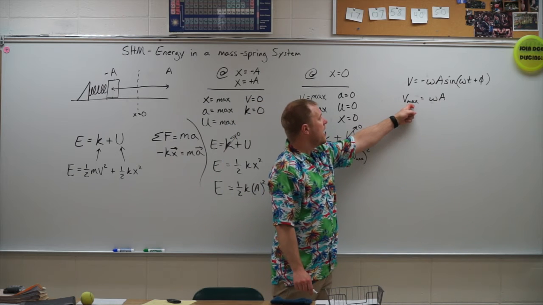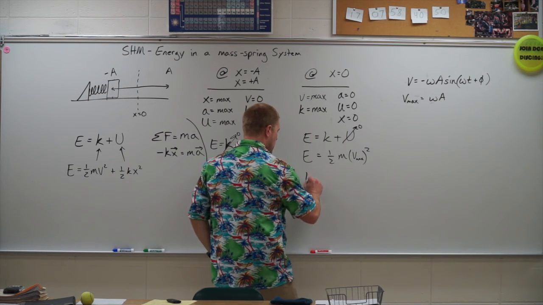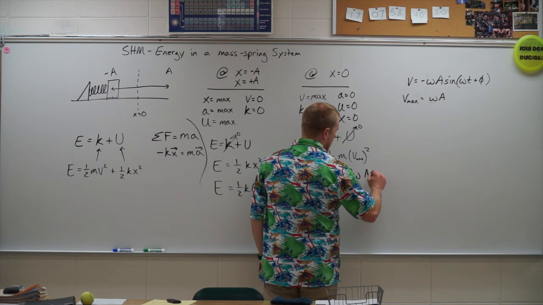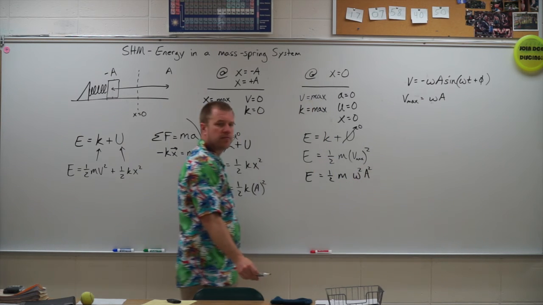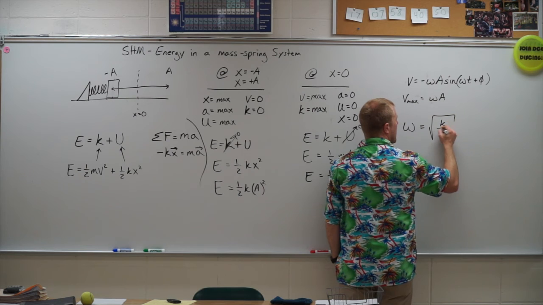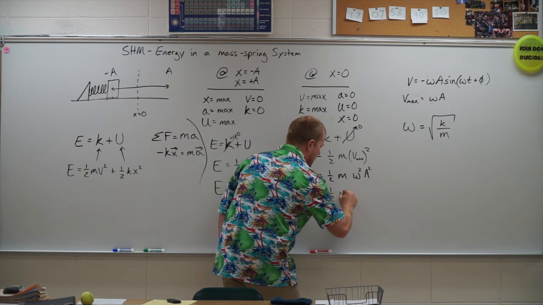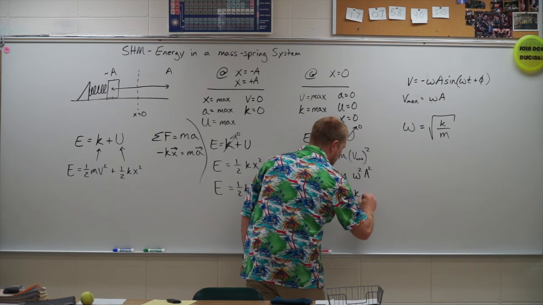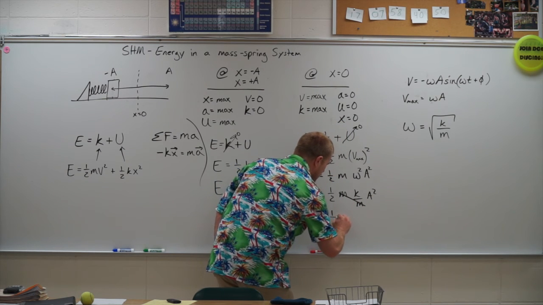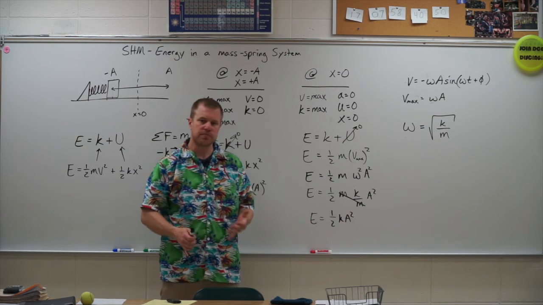I'm going to plug in Vmax as omega times A. So my energy is 1/2 m times omega times A, and I'm going to square both of those. Now this is a spring system, so omega is the square root of k over m. I'll make that substitution as well. So my energy is 1/2 m times omega squared, so k over m, times A squared. My m's cancel, and so the energy is again only dependent on spring constant and amplitude.